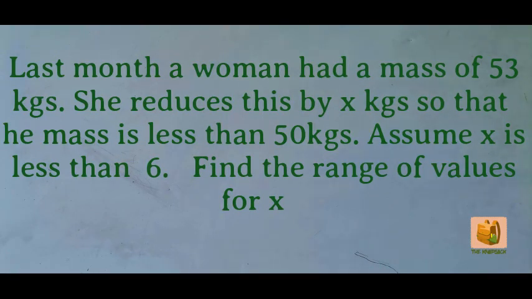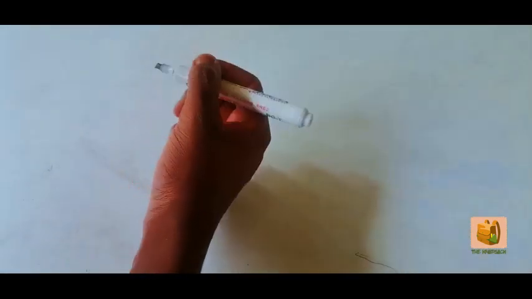Last month a woman had a mass of 53 kgs. Reduce this by x kgs, so her mass is less than 50 kgs. Assuming that x is less than 6, find the range of values for x. It says she reduced it by x kgs.